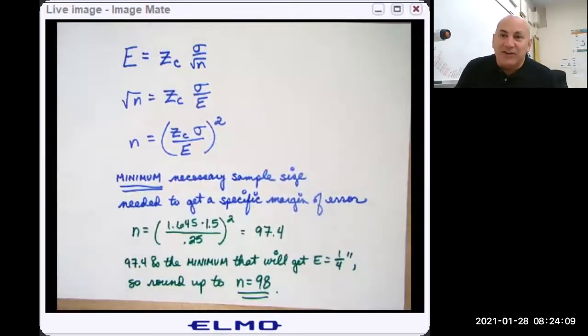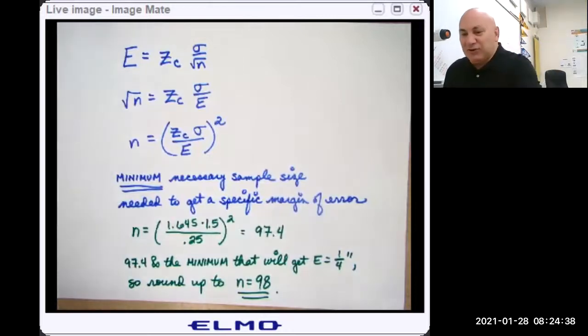And there are times in statistics where we round normally, like when you're doing a z-score. There are times when we always round down. Here's a time where we always round up if n doesn't come out exact. That n is the minimum sample size necessary to give us the margin of error we want. So we would have to take a sample size of 98.